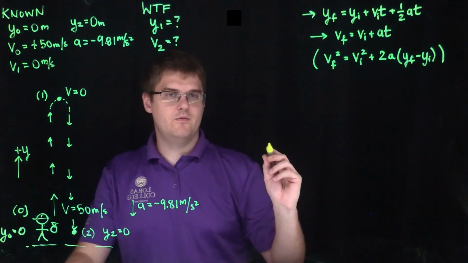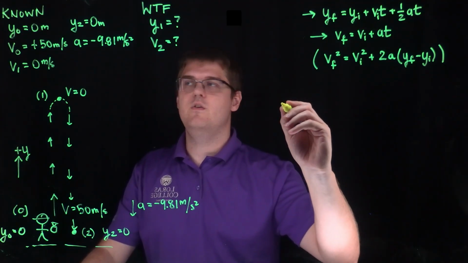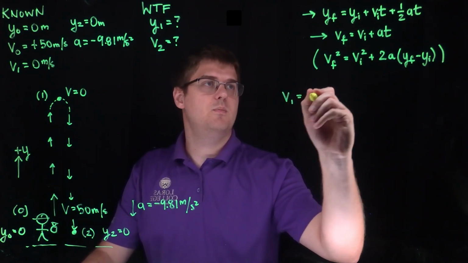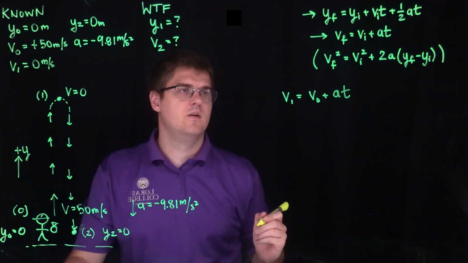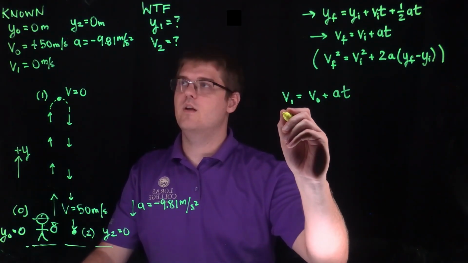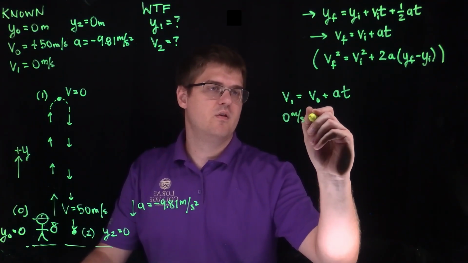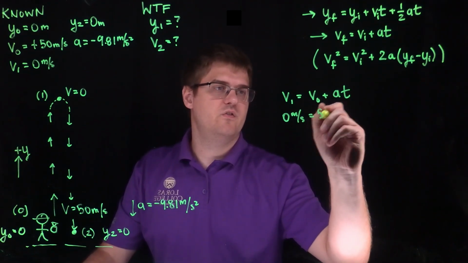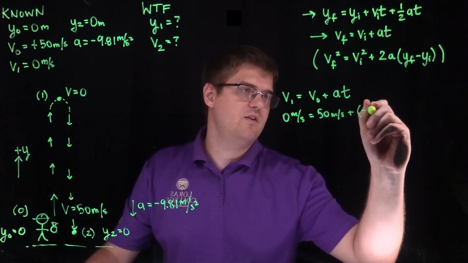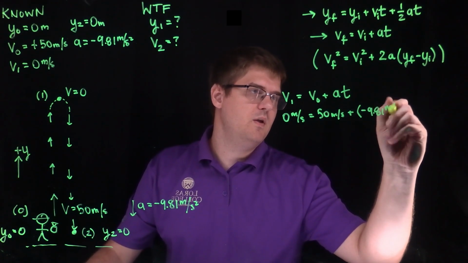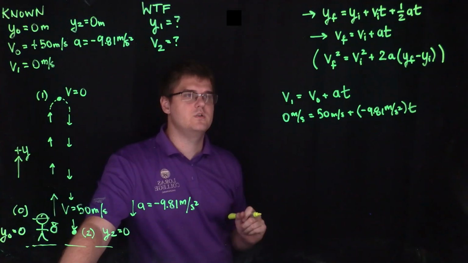Now, I'm going to do it my way first because I am stubborn. So I'm going to plug in this v final. v final, v1, is going to be equal to v0 plus my acceleration times my time. If I plug in for these numbers, my v1 is 0 meters per second. My v0 is 50 meters per second. My acceleration is negative 9.81 meters per second squared. And time is what I'm solving for in this equation.